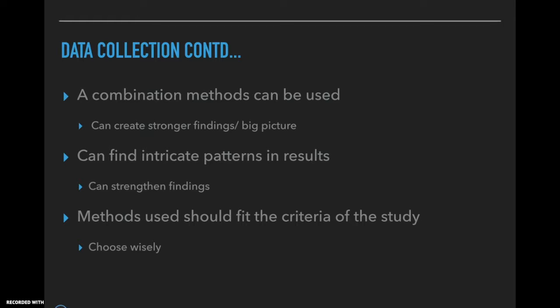So once you pick what you want to do, this will also create different intricate patterns in your results, and you will see different things depending on which type of methods you use in your settings. And lastly, these methods should fit into the criteria. So basically, what is your goal of your study? What are you trying to accomplish? That will determine what combination or what single method of data collection that you use for your study.